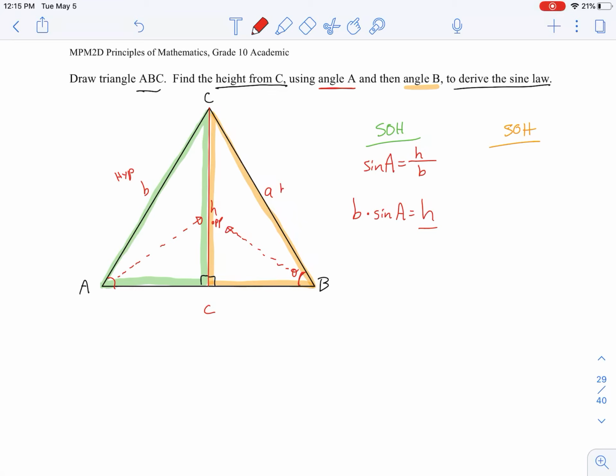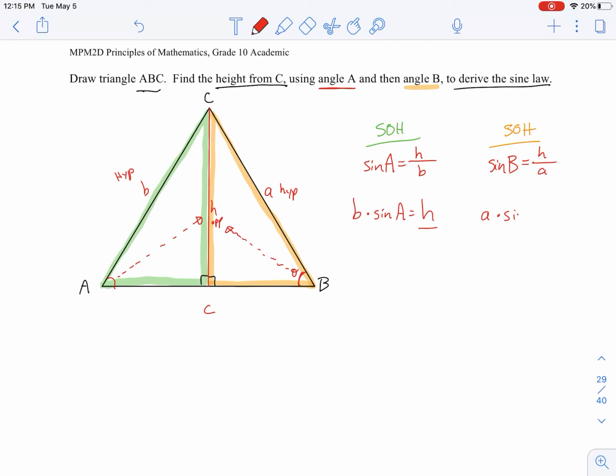And now side A is going to be my hypotenuse to angle B. So I can say that sine of angle B is equal to the opposite divided by the hypotenuse. The opposite in this case is h, the height of the triangle, divided by the hypotenuse. In this case, A is the hypotenuse. So I'm going to do the same step I did before and solve for h.